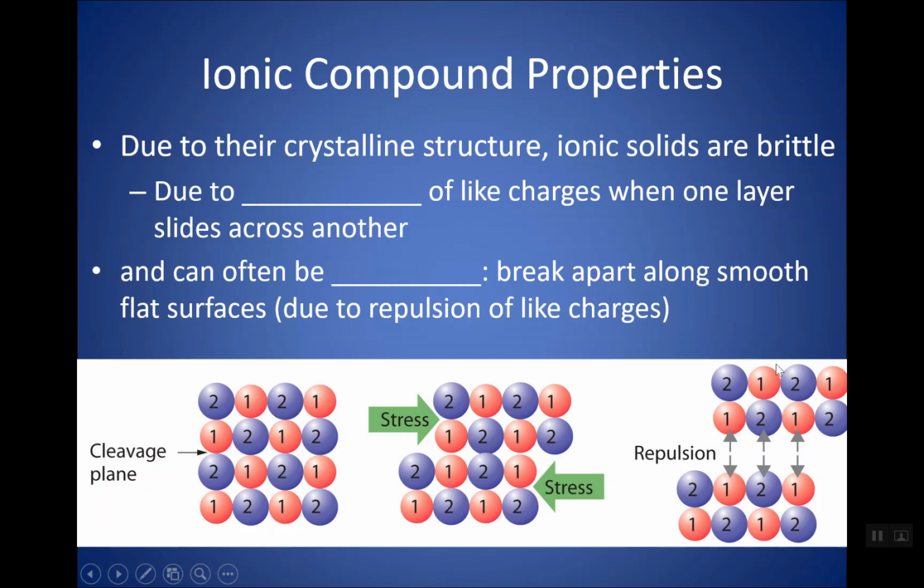So this is called cleavage. Due to the repulsion of like charges, a whole layer can be cleaved. And so ionic compounds can break apart along smooth, flat surfaces where one of these layers just breaks right off. And this makes ionic compounds very brittle, not malleable. You can't mold them into a shape.